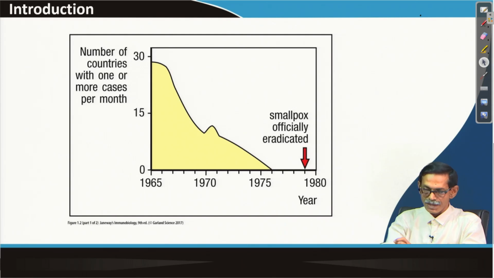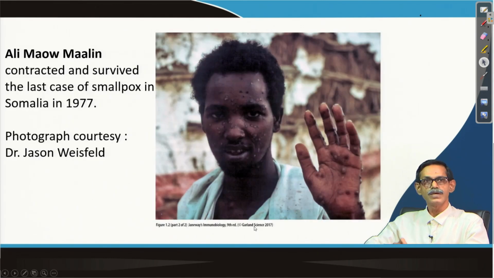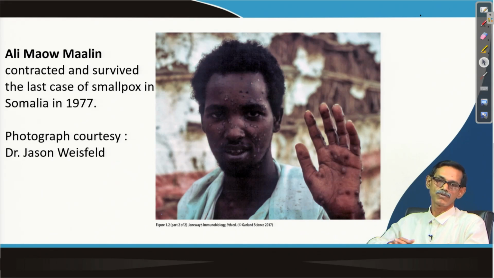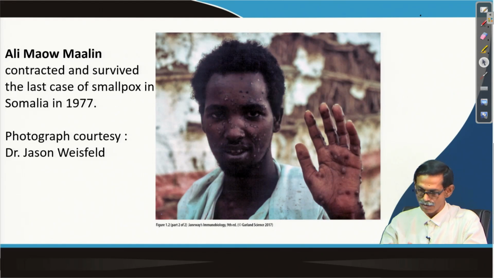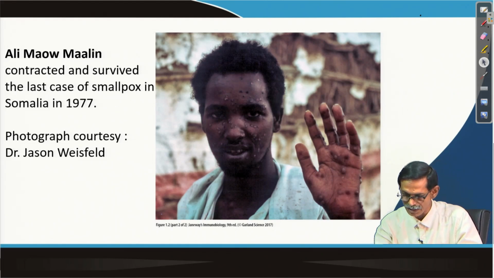But at that time, who knew that there would be no smallpox, because the last person who survived smallpox is Ali Maow Maalin of Somalia. He is the last survivor of smallpox, in 1977. After that no smallpox has been reported, though the smallpox virus may be stored in some laboratory somewhere, but it is not in nature so far. I mean, no more new cases.